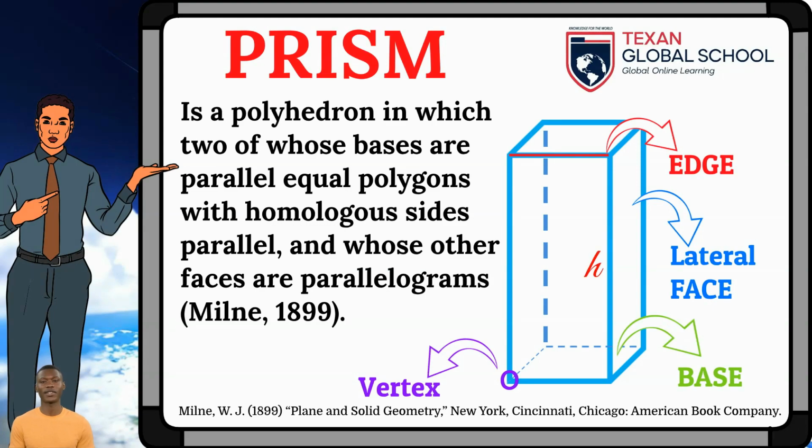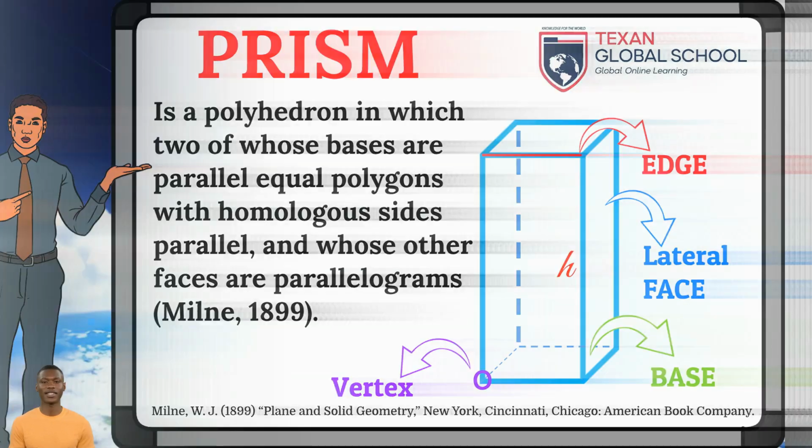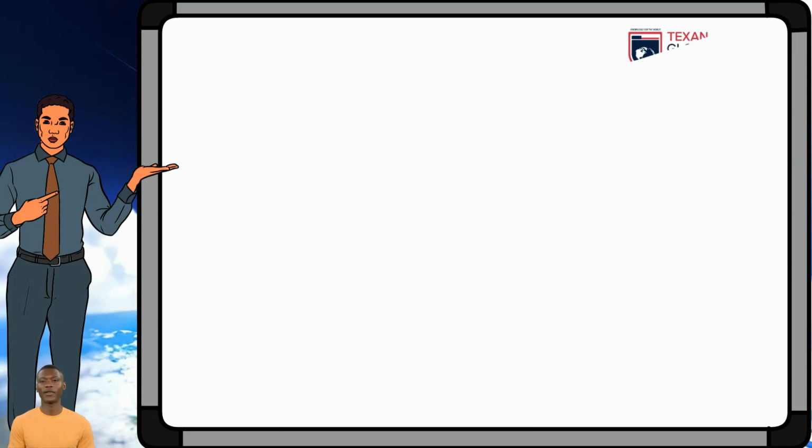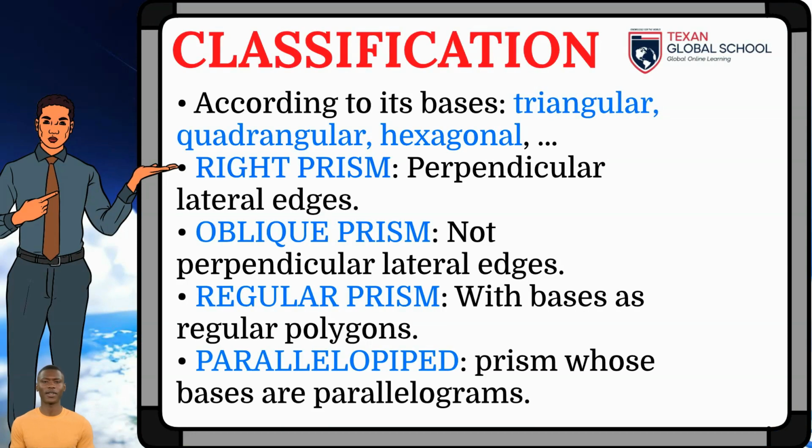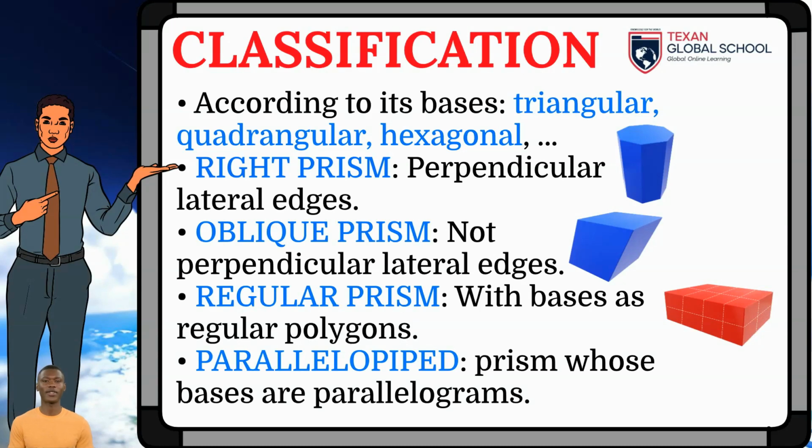The perpendicular distance between the bases of a prism is the altitude or height. The prisms are classified according to their bases, as triangular, quadrangular, hexagonal. A right prism has perpendicular lateral edges. An oblique prism has no perpendicular lateral edges. A regular prism has bases as regular polygons. And the parallelepiped is a prism whose bases are parallelograms.